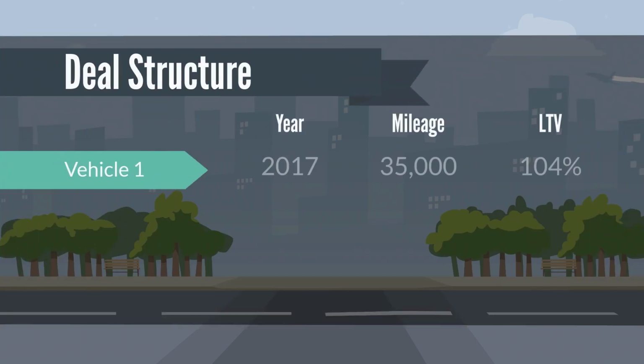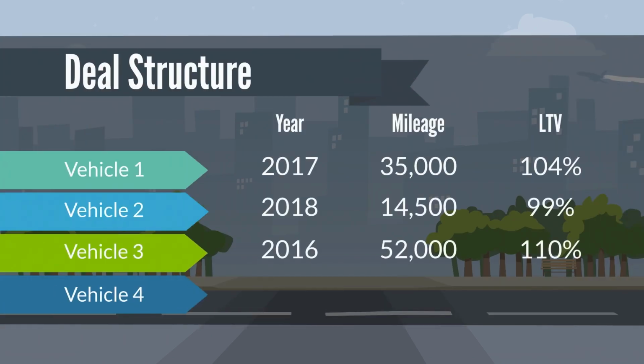Hello, and welcome to this lesson on structuring deals. Deal structure is a very important aspect of F&I. A poor deal structure may mean the difference between delivering the customer and having them leave for another dealership.